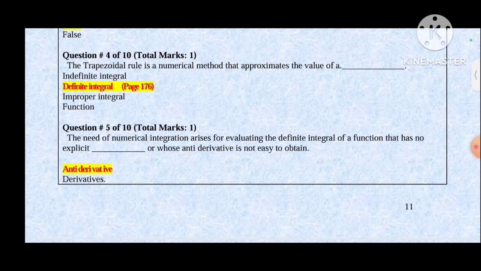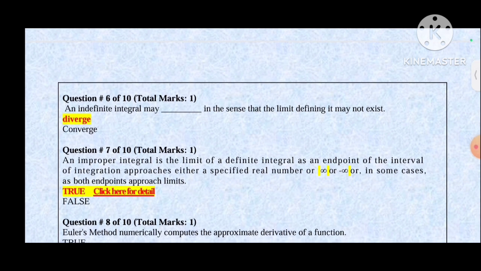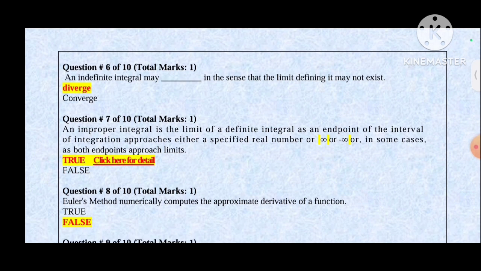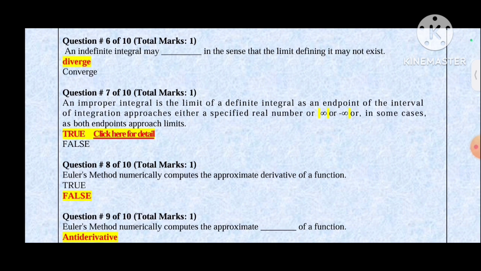The need for numerical integration arises for evaluating the definite integral of a function that has no explicit antiderivative. An improper integral may diverge in the sense that the limit defining it may not exist. An improper integral is the limit of a definite integral as an endpoint of the interval of integration approaches a specified real number, infinity or negative infinity, or in some cases both. True.